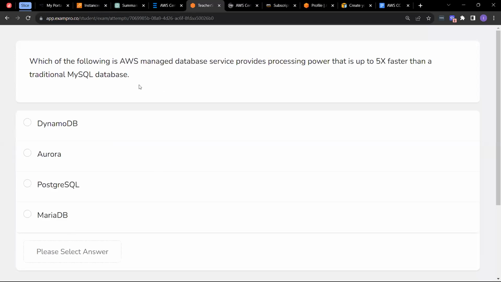Which of the following is an AWS managed database service? All right, so here we are looking at a managed database service that provides processing power that is up to 5 times faster than a traditional MySQL database. So we are looking at a MySQL database here.